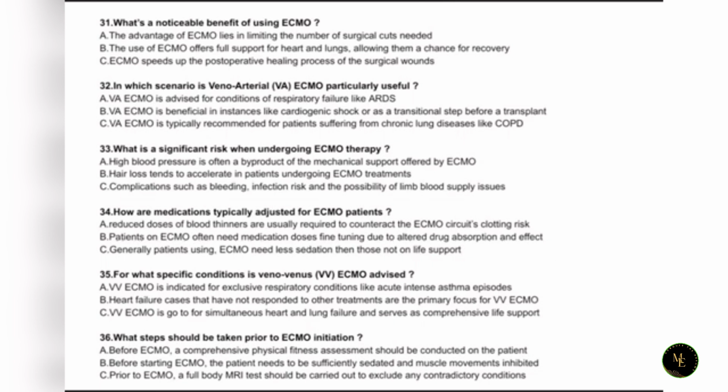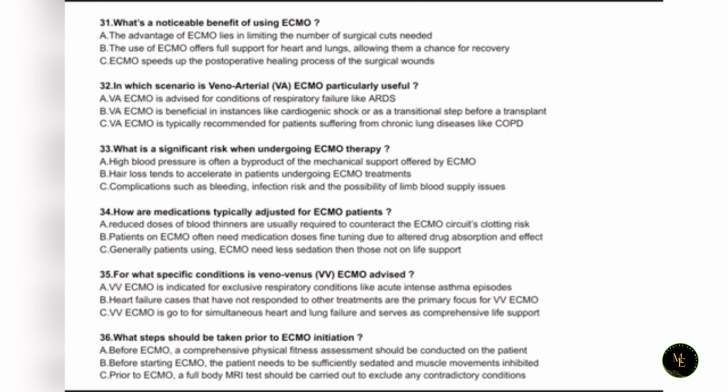ECMO is mainly used in two scenarios: veno-arterial, VA ECMO for heart failure, and veno-venous, VV ECMO for respiratory failure. Each has unique indications and contraindications, so it's vital to understand when and how to deploy them. Firstly, veno-arterial ECMO is essentially a form of mechanical circulatory support. It's useful in situations such as cardiogenic shock, post-cardiotomy failure, or even as a bridge to transplant. Remember that VA ECMO can support both the cardiac and respiratory functions, but it can also impose significant afterload on the left ventricle, potentially worsening heart failure if not managed carefully.